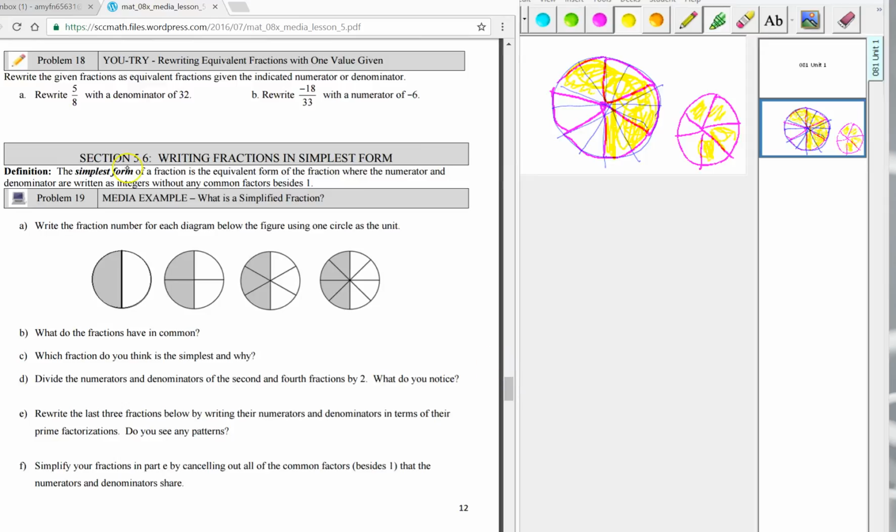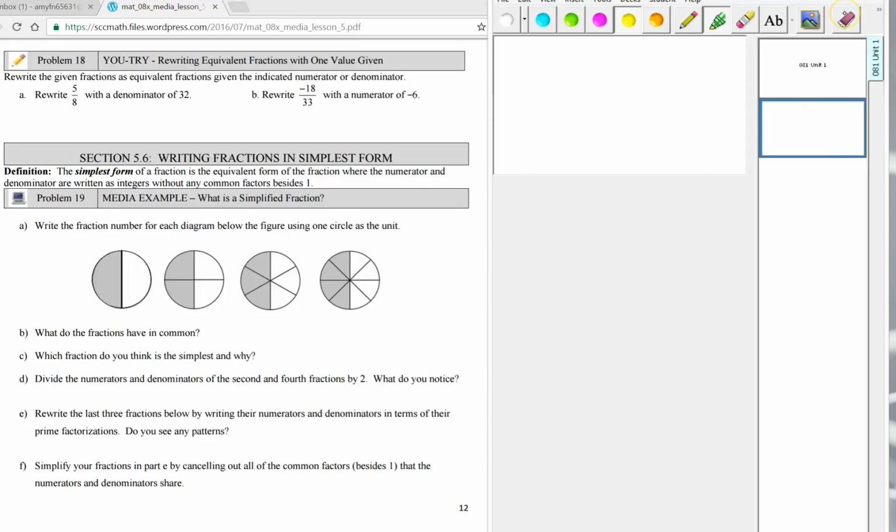Okay. And then we have 5.6, writing fractions in simplest form. And you probably know there's about 87 different ways we like to talk about something being in simplest form. So here, the simplest form of a fraction, or I should say the words we use, the simplest form of a fraction is the equivalent form of the fraction where the numerator and denominator are written as integers without any common factors besides 1.